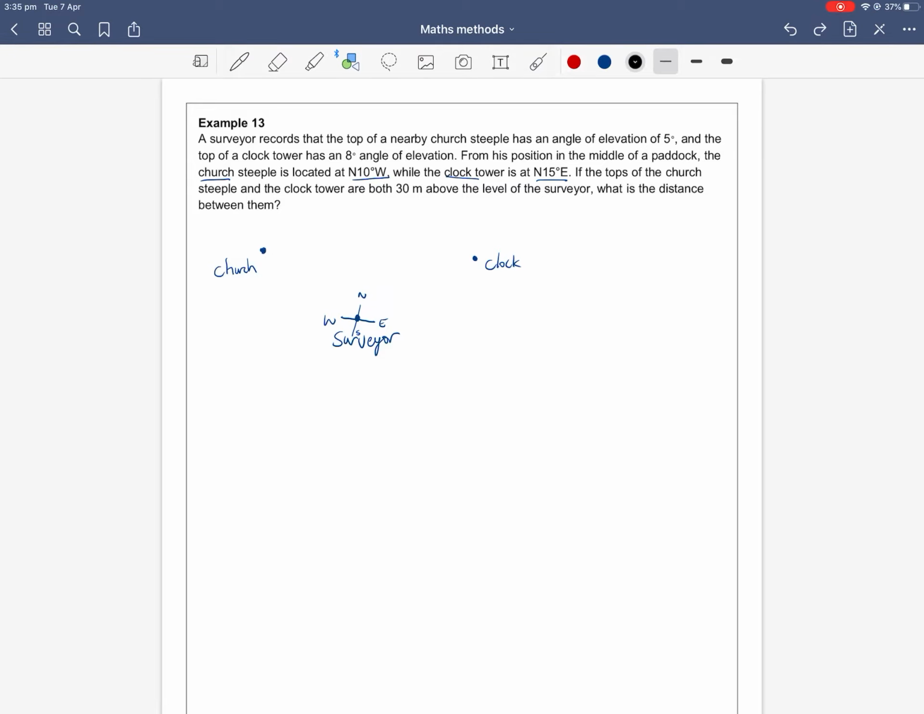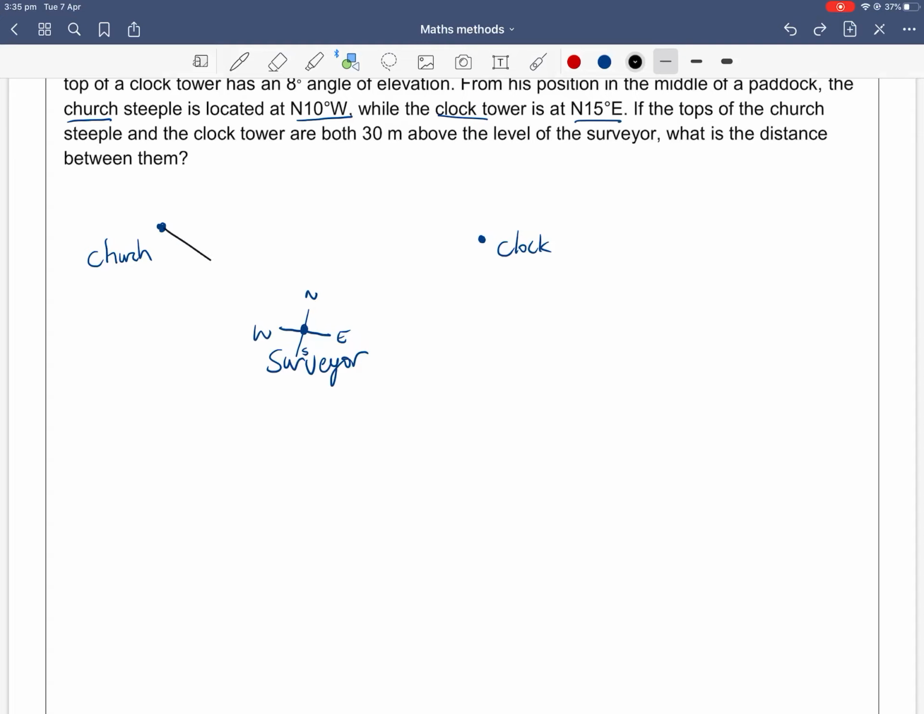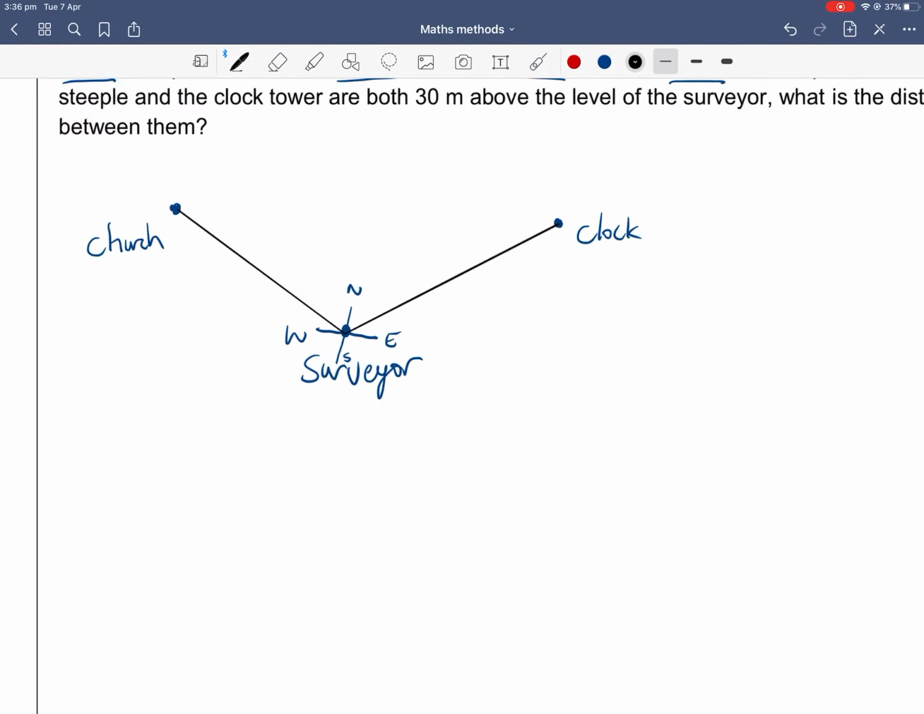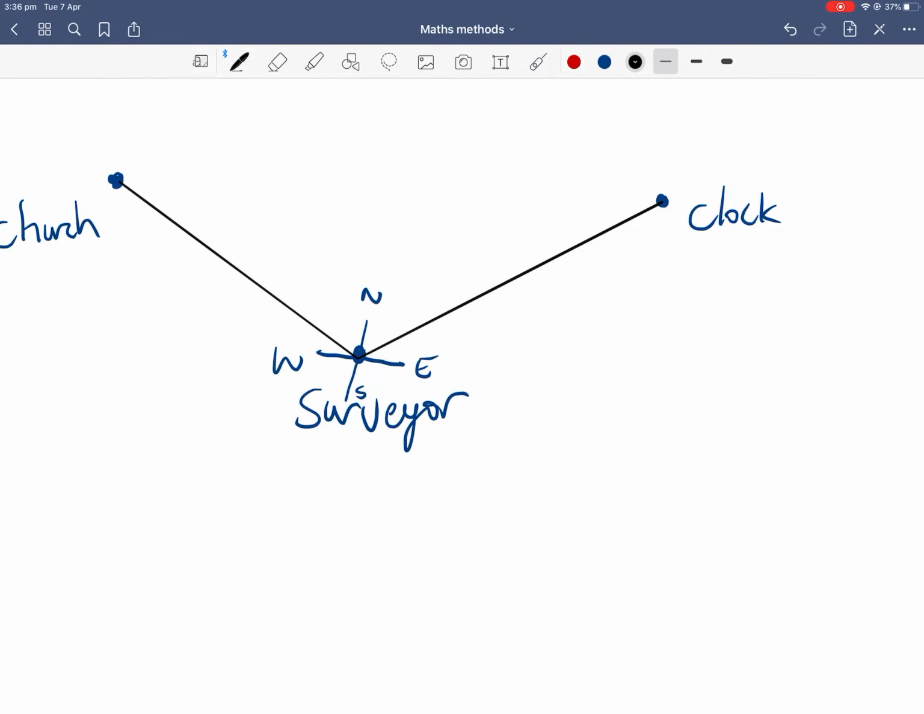So if I, on the floor, connected the church to the surveyor, hopefully you're using your straight edge tool, your beautiful rulers, to give you straight lines. Oh, come on iPad, give me a straight line. There we go. And I'm also connecting the surveyor to the clock tower. So this is on the floor, right?